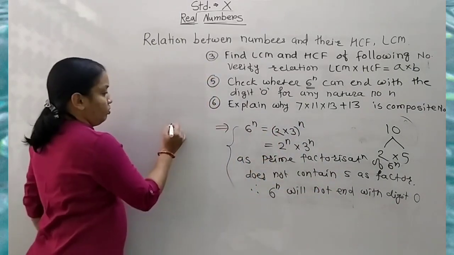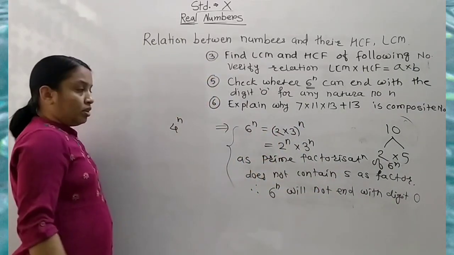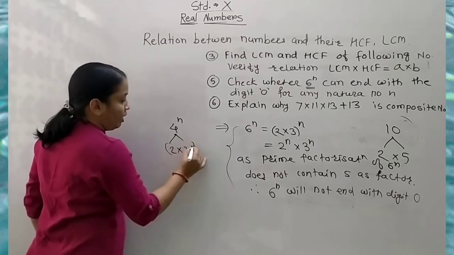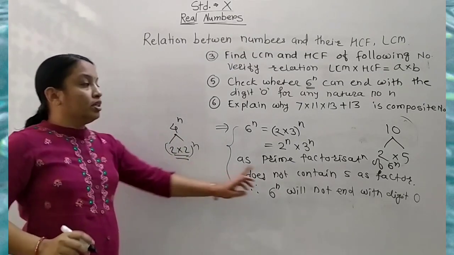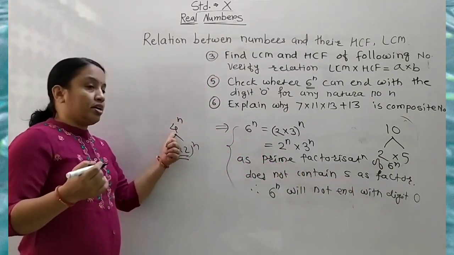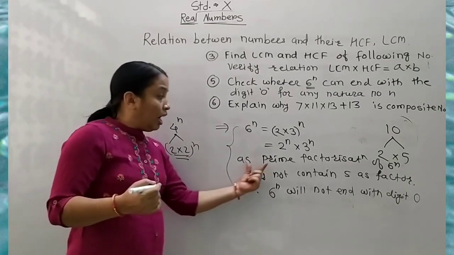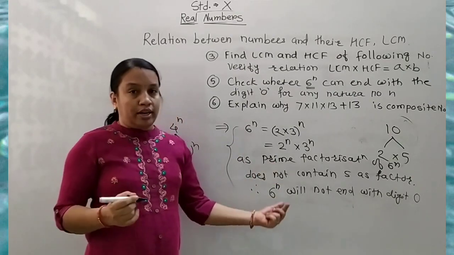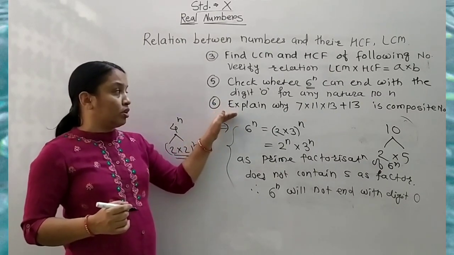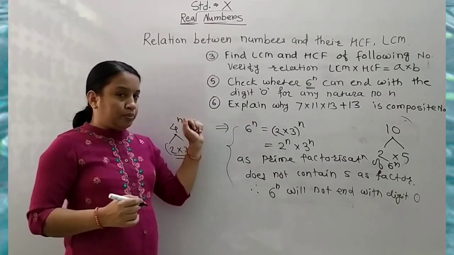Suppose here 4 raised to power n is asked. Then now you know what the prime factorization is: 2 into 2 raised to power n. Again here 5 is not a prime factor of 4 raised to power n. Same thing you have to write here. And this statement you have to write. Okay. Now let us see another type of example which is asked for 2 marks.